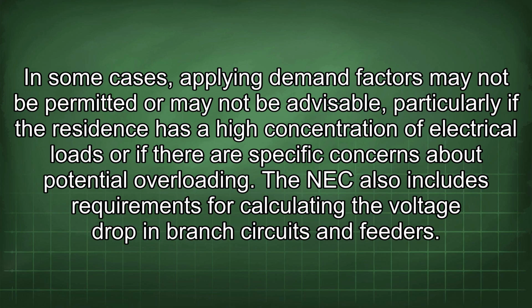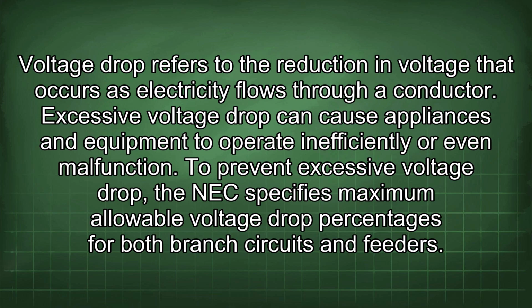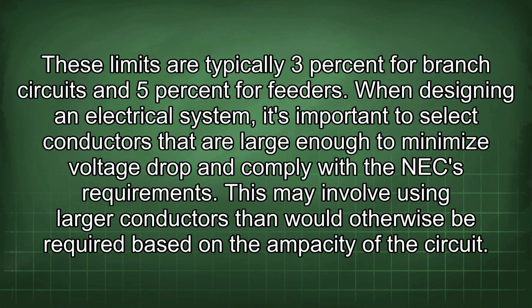The NEC also includes requirements for calculating the voltage drop in branch circuits and feeders. Voltage drop refers to the reduction in voltage that occurs as electricity flows through a conductor. Excessive voltage drop can cause appliances and equipment to operate inefficiently or even malfunction. To prevent excessive voltage drop, the NEC specifies maximum allowable voltage drop percentages for both branch circuits and feeders. These limits are typically 3% for branch circuits and 5% for feeders.